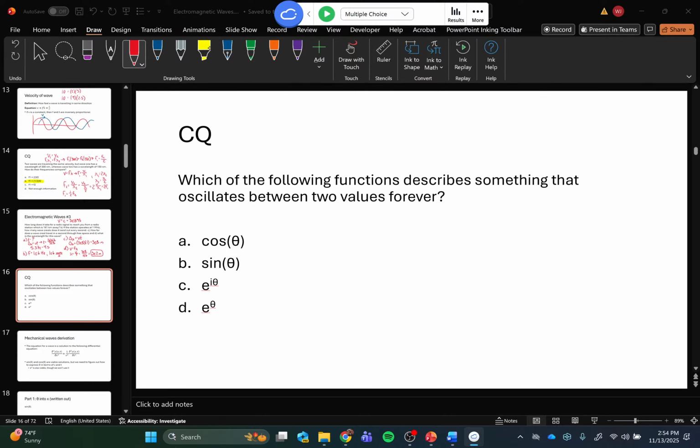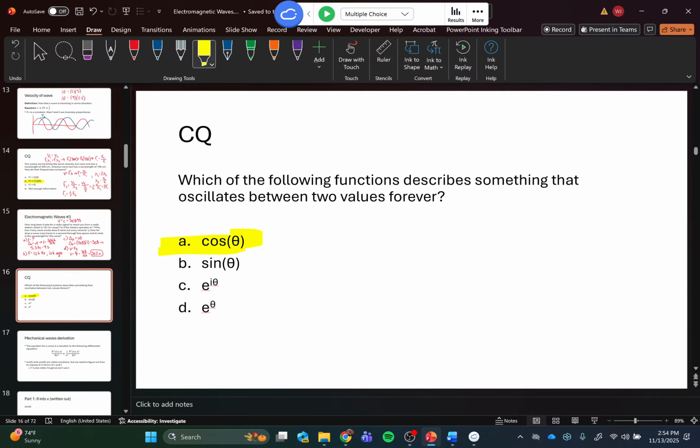All right. So hopefully y'all know cosine oscillates. Hopefully you know sine oscillates. You might not know that e to the i theta oscillates. So this is something you may or may not have seen in one of your math classes. Again, if you didn't put that, that's fine. That's why I didn't make this a multiple choice. But I did just want to put this on your radar.